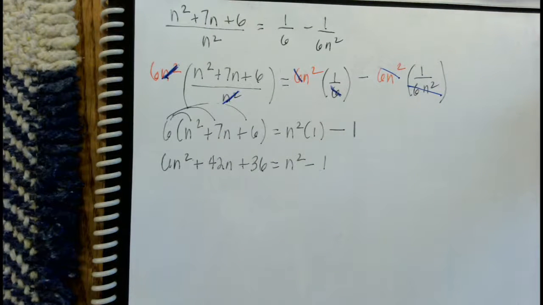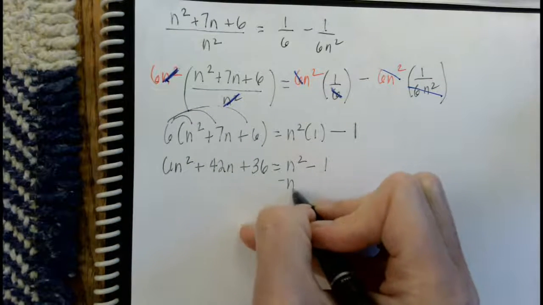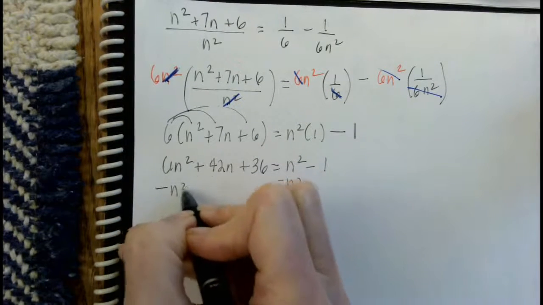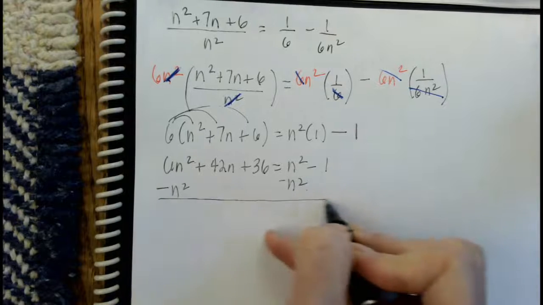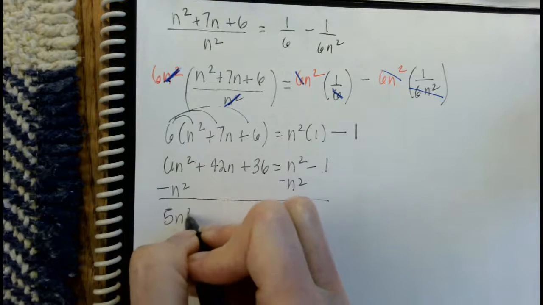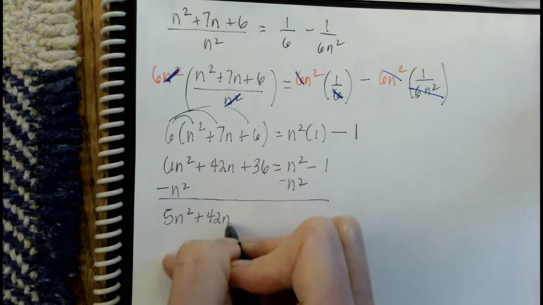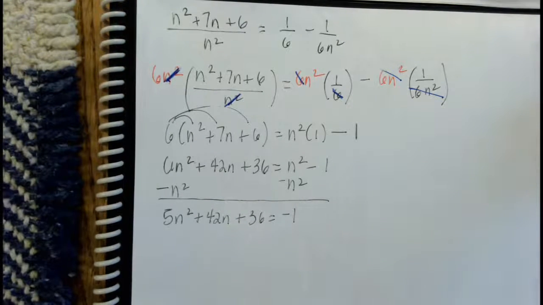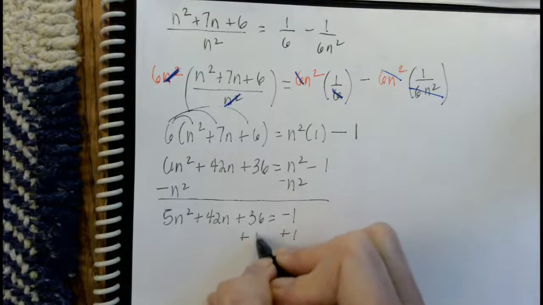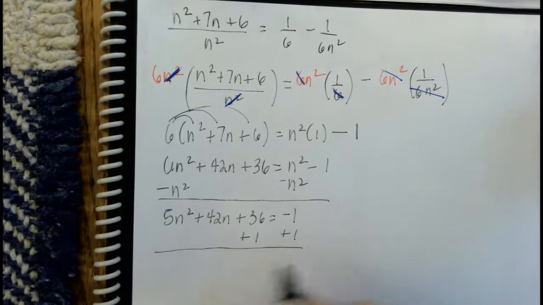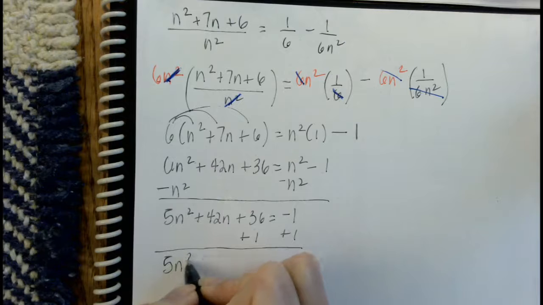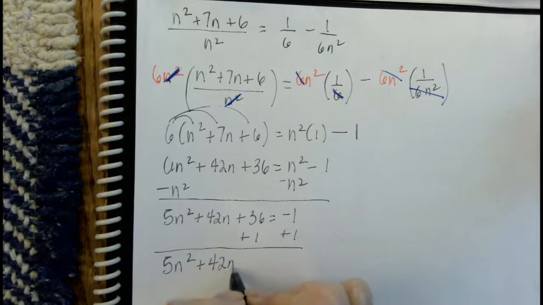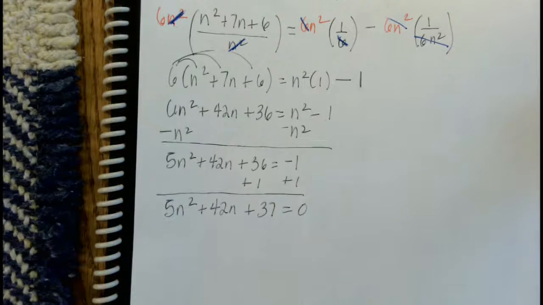And let's put everything on the same side of the equal sign. So let's subtract n squared from both sides. And we get 5n squared plus 42n plus 36 equals negative 1. Let's add 1 to both sides. And we get 5n squared plus 42n plus 37 equals 0.